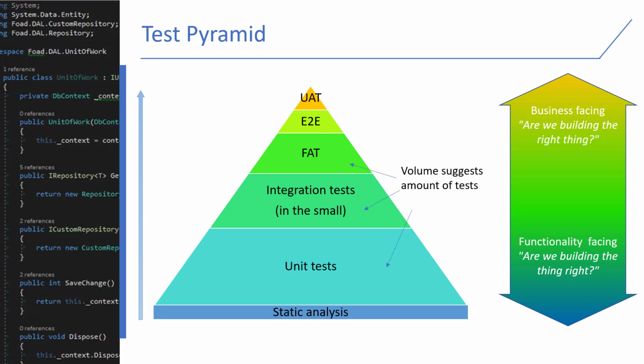The size and the volume suggest the amounts of tests. For example, if we have 2000 unit tests, it is normal to have 600 integration tests. We can have 300 functional acceptance tests, 100 end-to-end tests and 10 user acceptance tests. The numbers are just some suggestion. I'm just going to tell you that you shouldn't have more integration tests than unit tests.